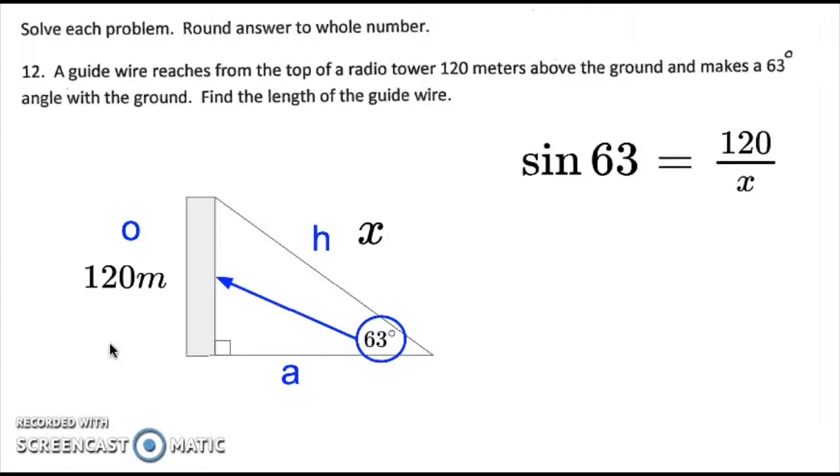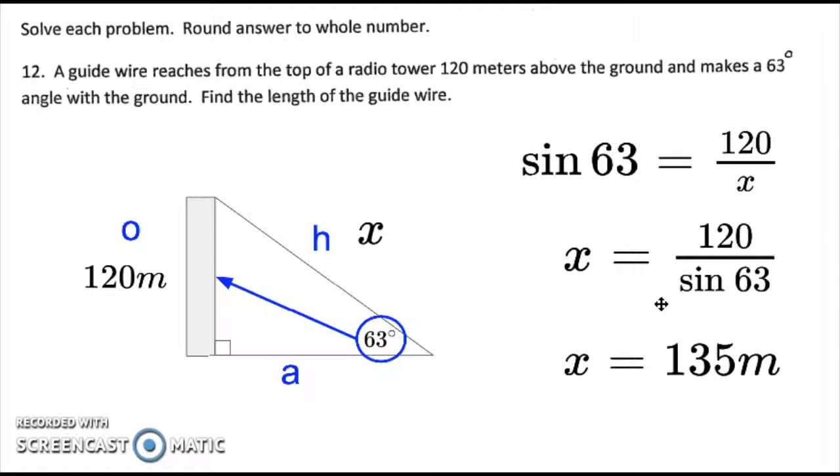So that would be sine. We have opposite over hypotenuse is sine, so 120 over X equals sine of 63. When the number's up top, we divide, so 120 divided by sine of 63 is 135 meters, so that is the length of the guide wire. So that is number 12.